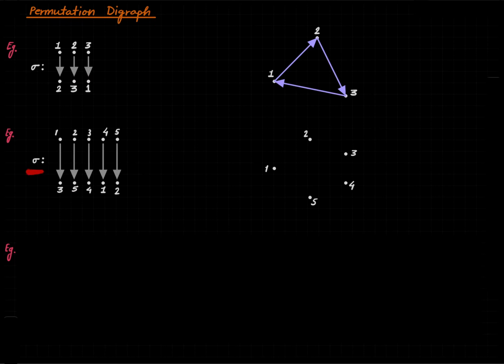Suppose we have this permutation. This is a permutation in S5, or the permutation of this particular set. So let's draw out the diagram. 1 goes to 3, 2 goes to 5, 3 goes to 4, 4 goes to 1, and 5 goes to 2. So 2 goes to 5 and 5 goes to 2. So we will have to draw curved arrows.